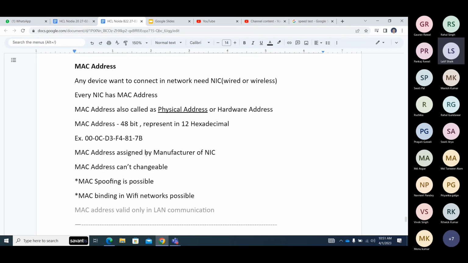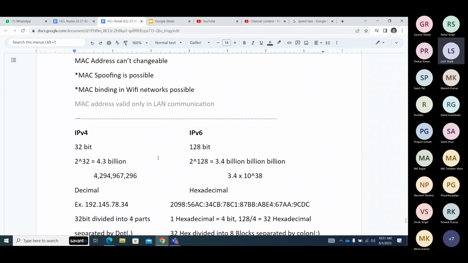Next, a MAC address is called a physical address. It is represented in 48 bits, 12 hexadecimal digits. A MAC address cannot be changed because it is assigned by the manufacturer of that NIC. So that is a MAC address.